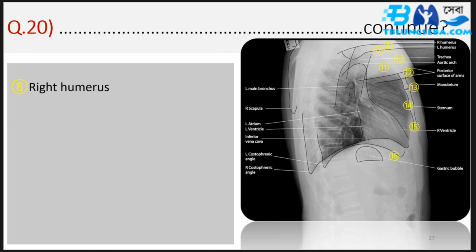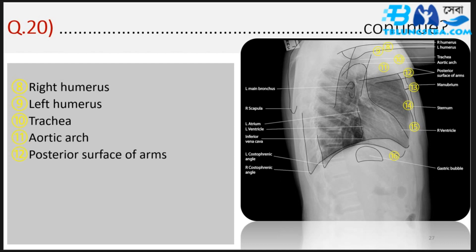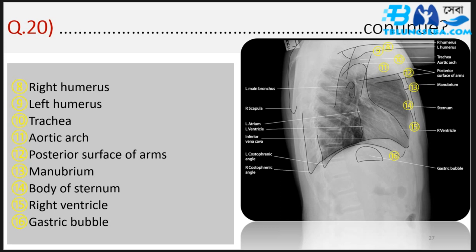Q.20, continue. 8 right humerus. 9 left humerus. 10 trachea. 11 aortic arch. 12 posterior surface of arms. 13 manubrium. 14 body of sternum. 15 right ventricle. 16 gastric bubble.